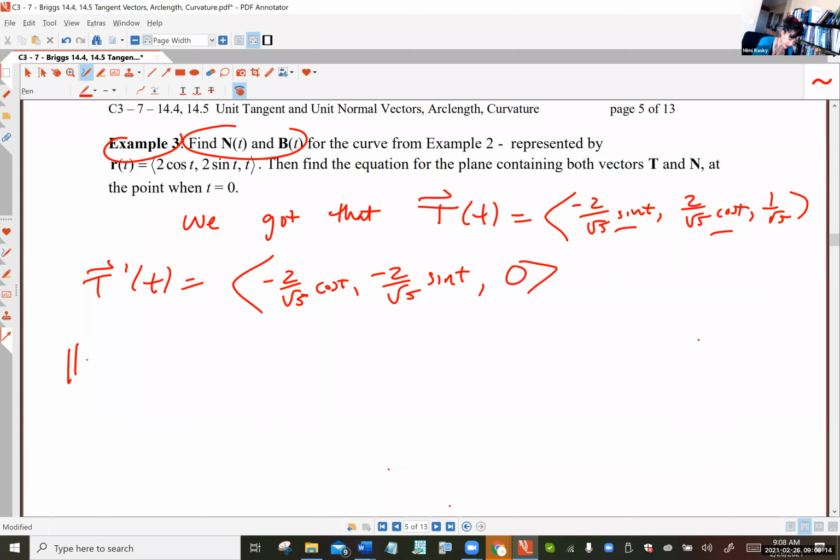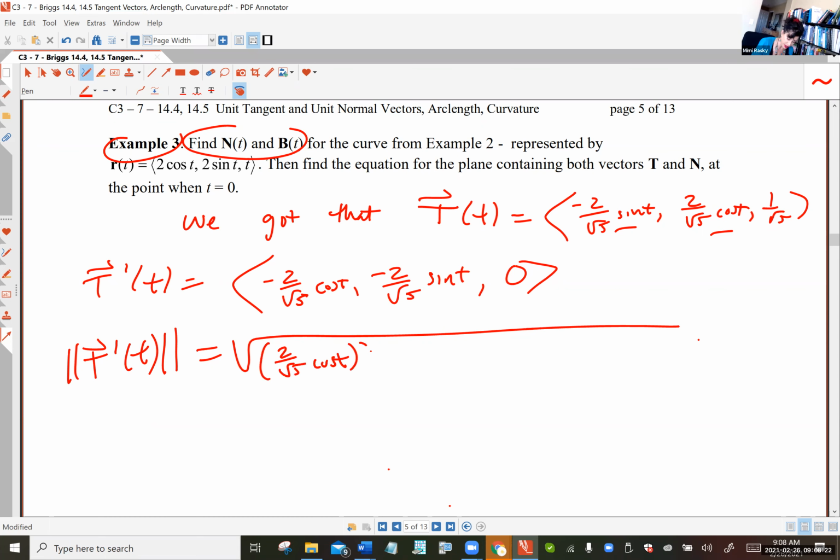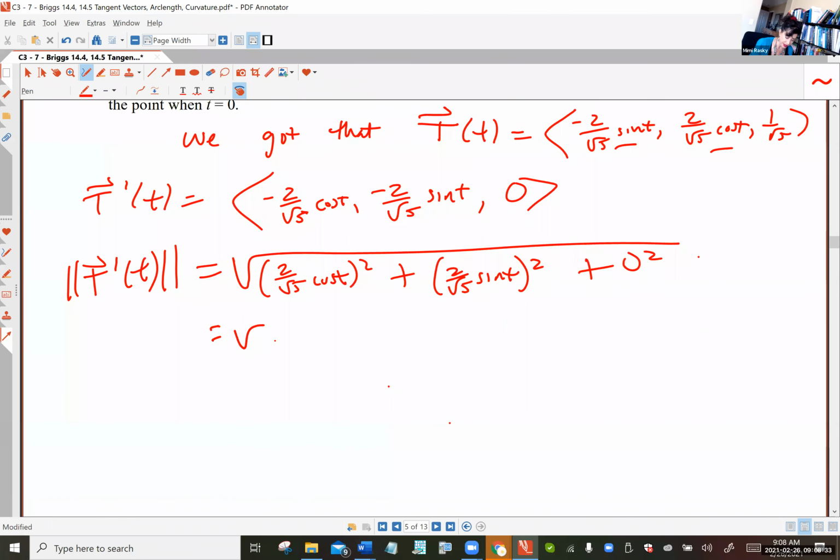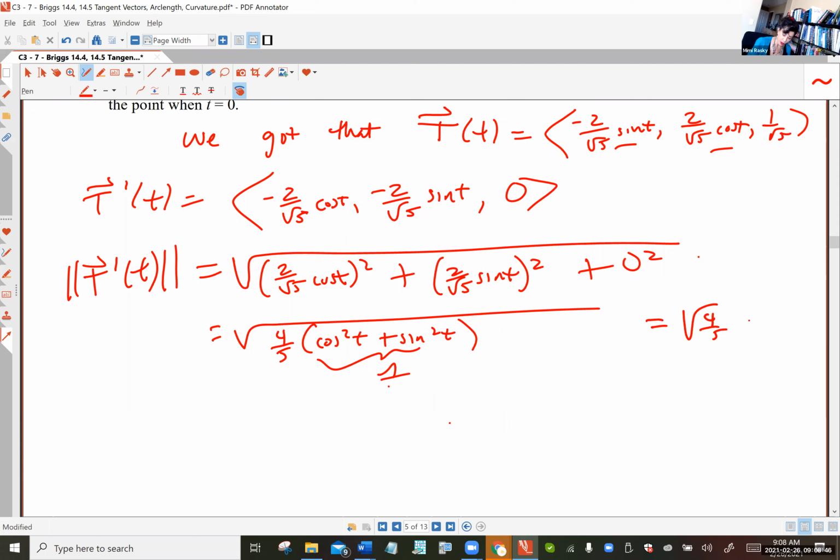Great. Now go get the magnitude of big T prime. You're just going to take the sum of the squares of these components underneath the radical. I'm purposely ignoring the negatives because when you square a negative, you get a positive. Now this is going to be sort of a hot mess here. I'm going to factor out the 4/5 because then I have cos squared plus sine squared, which is 1. And then the square root of 4/5. You could go a little extra using a law of radicals and simplify it a bit. It's 2 over square root of 5.